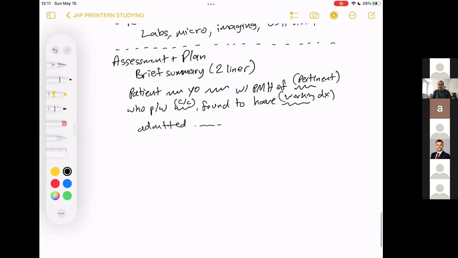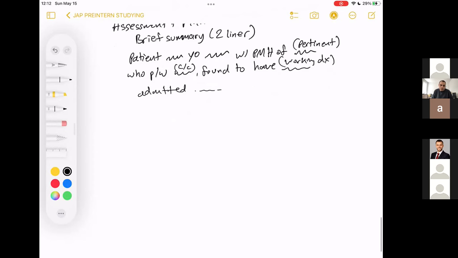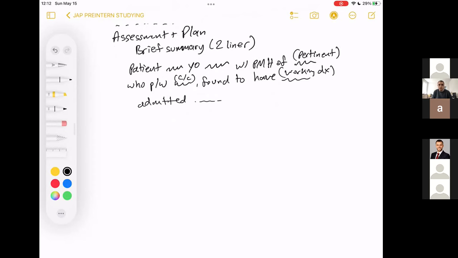Because at this point, most likely you have a working diagnosis. Somebody presents with shortness of breath, you found that they have COPD exacerbation or CHF exacerbation. Or if you don't know, you can say this versus that. Or you don't need to mention a diagnosis. You can say presented with shortness of breath and admitted for further management. Sometimes it's difficult to have an actual diagnosis, but this is why you need to be precise if you do have one, okay?